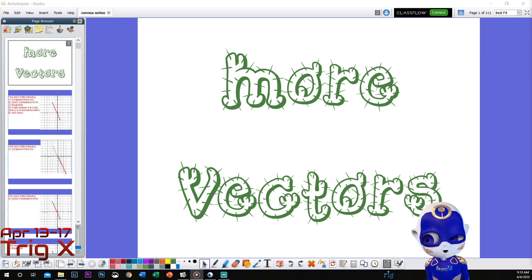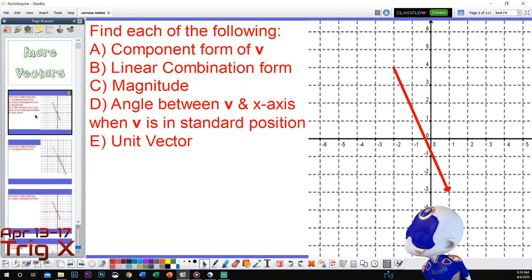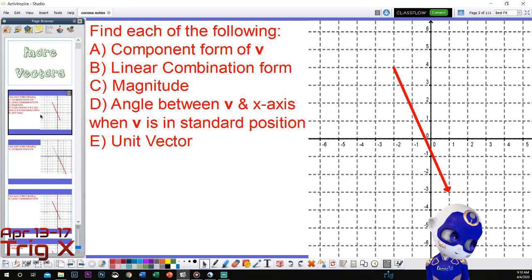Learned some new stuff, vectors for the first time, and so let's go back and review that before we do any new stuff. Alright, here we go. Take out those notes. This would have been your problem of the day today, but since we're not together, we're going to have to do this right now.